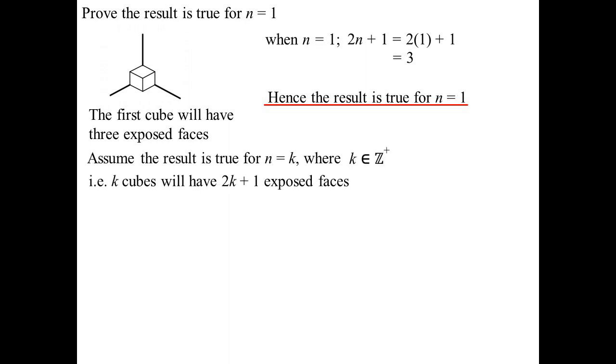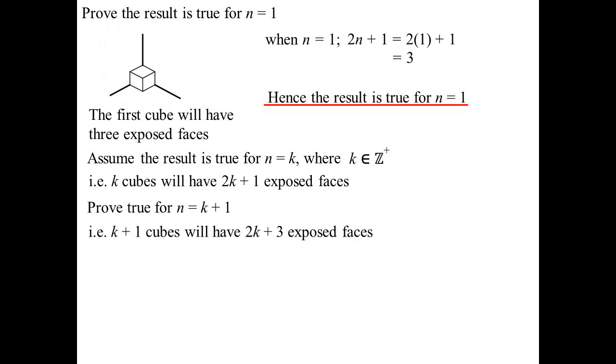I'm going to assume the result's true for n equals k. So what am I assuming? I'm assuming that k cubes will have 2k plus 1 exposed faces. I want to prove it's true for k plus 1. So I want to prove that k plus 1 cubes will have 2k plus 3 exposed faces. How on earth do I do this? Again, I'm going to do it with pictures. I'm going to add a cube to this picture.